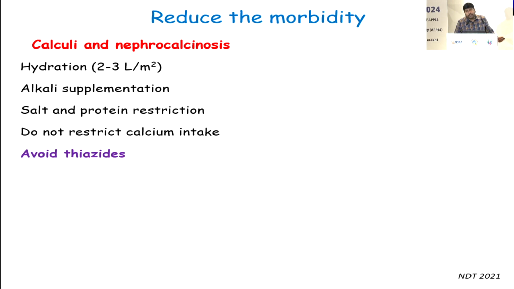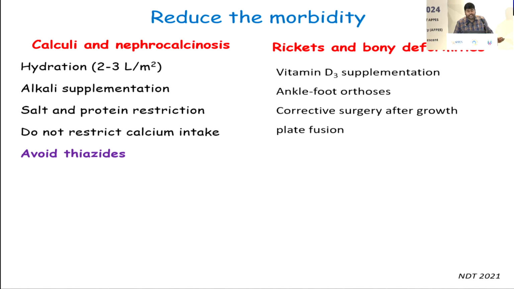Now, one more point to highlight is that we should avoid thiazides in renal tubular acidosis, which is a condition associated with hypokalemia. We will be increasing the hypokalemia rather than preventing the hypercalciuria. Rickets and bony deformities can be managed accordingly. Corrective surgeries have to be done only after the growth plate fusion has happened.